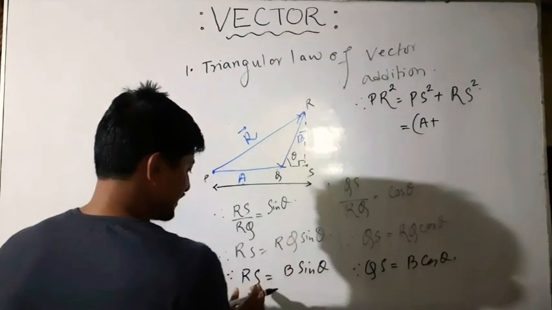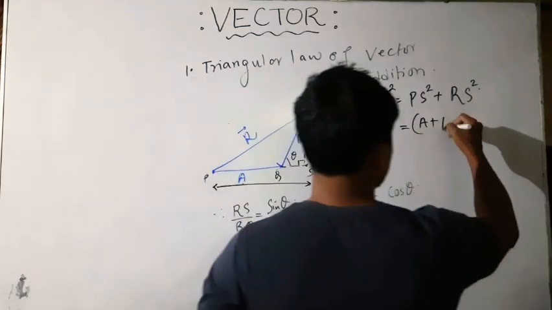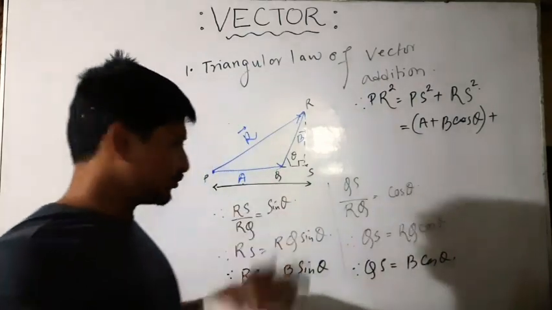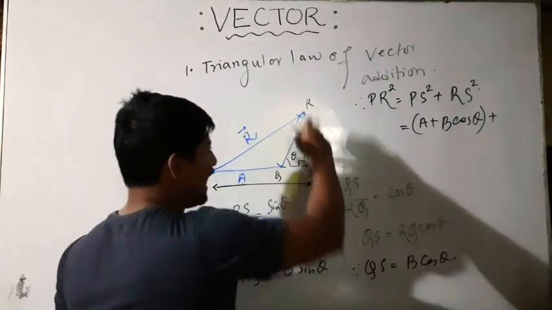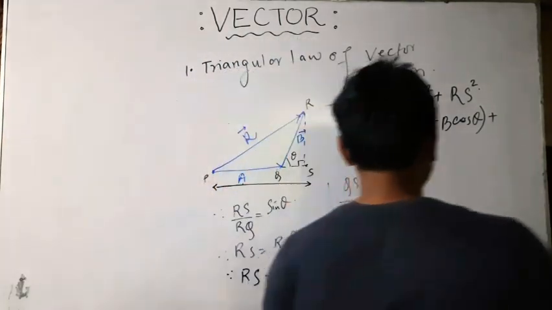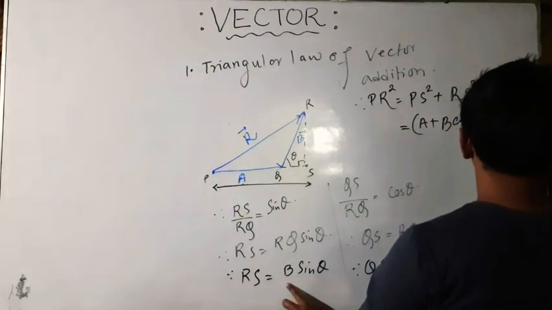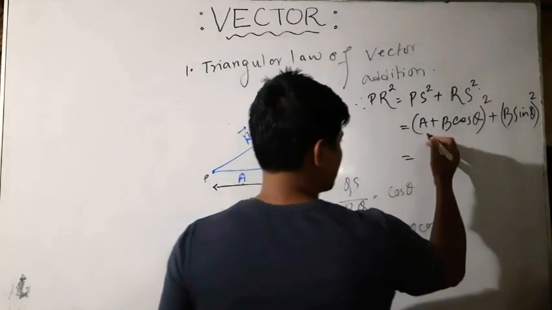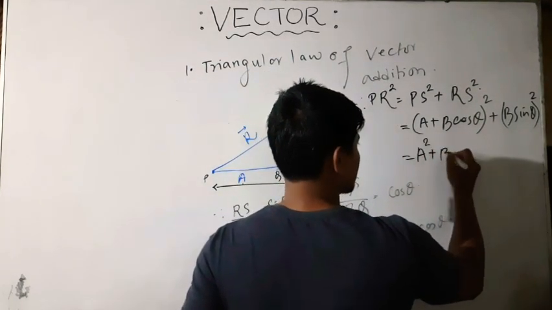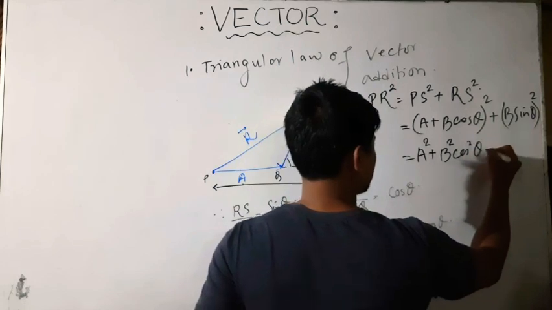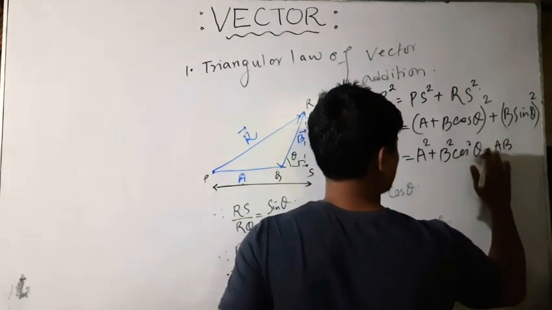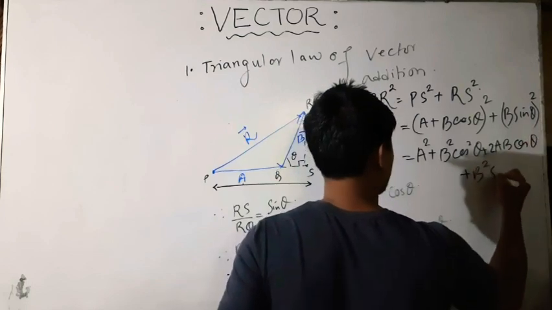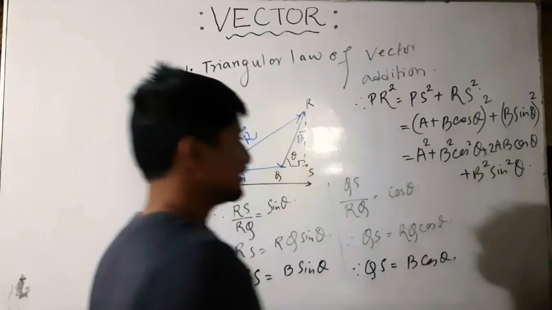Plus QS square. QS is your B cos theta. Understood? Look how simple, completely easy. RS, what is RS? B sin theta. And here I have to do the square. So what is it? A square plus B square cos square theta plus 2AB cos theta plus B square sin square theta.